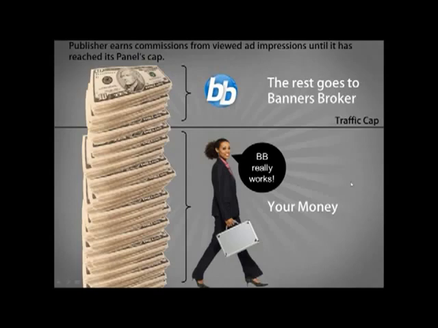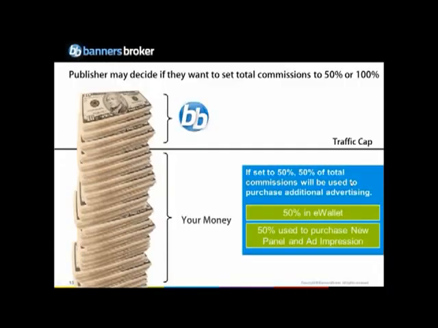So now you hit your traffic cap. Prior to this, you would have set your panel to either 50% or 100%. What that tells us is, out of the total commissions earned, that is your money, how much of that do you want to spend on advertising? There's a minimum of 50% that must be spent on additional advertising. And it's not just advertising, because when you spend that money, you're purchasing additional ad impressions, but you're also purchasing additional space on a publisher site so that you can earn revenue again. All you have to do is qualify those panels.